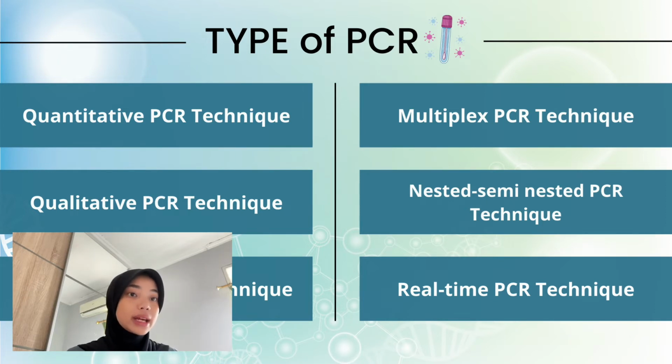Now I'm going to explain about the types of PCR. PCR is divided into types: quantitative, qualitative, conventional, multiplex, nested, semi-nested, and real-time PCR. Quantitative PCR, also known as real-time PCR, provides information about the amount of DNA in the sample. Qualitative PCR is used to identify a particular DNA fragment, and it can tell if a person has been reinfected with a different but related pathogen. Qualitative PCR is a quick, easy, and cheap procedure.